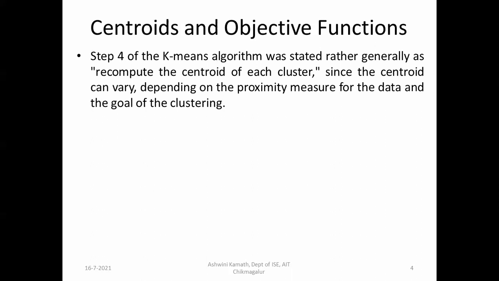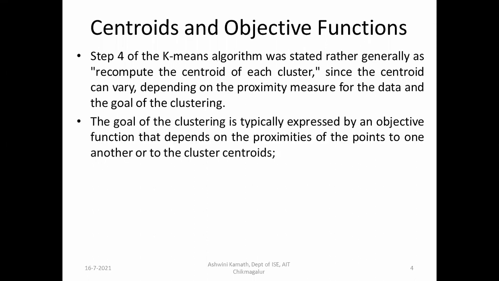Because the centroid can vary depending on the proximity measure for the data and the goal of the clustering. Computing this centroid will vary because we might be using data points in the Euclidean space, or we might be using document kind of data. If that is the case, the method we use to find the centroid will be different. So that's why they have given this in general: recompute the centroid of each cluster.